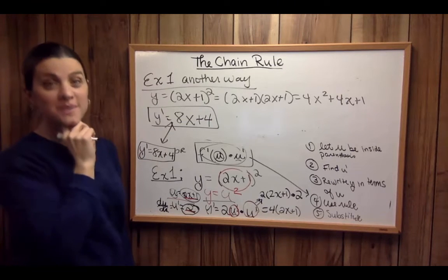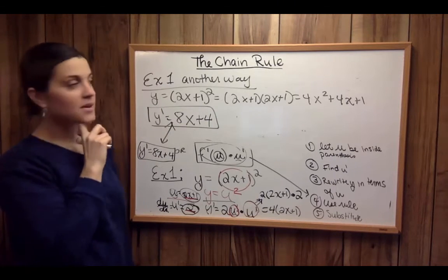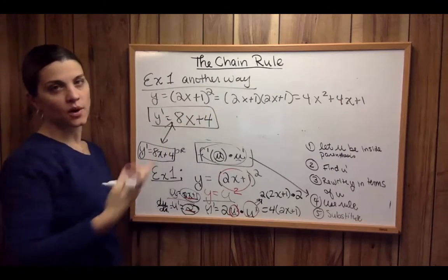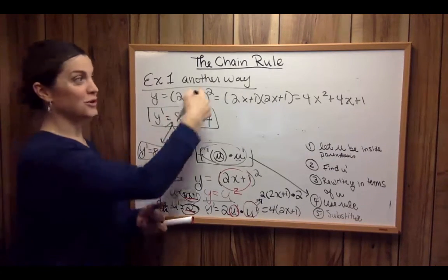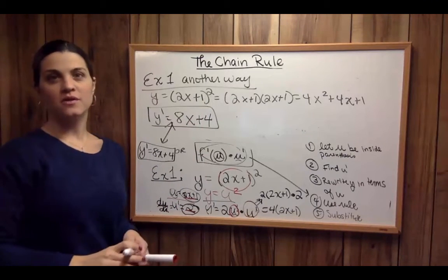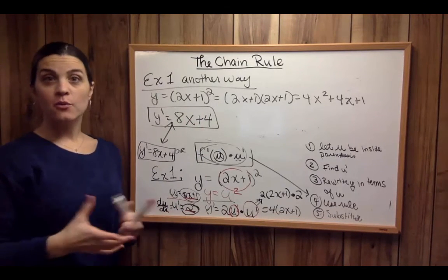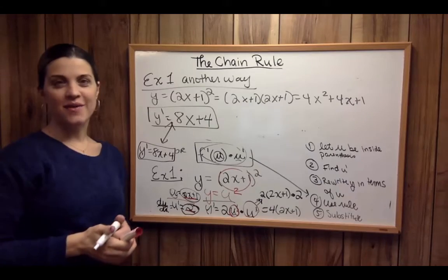Now you may say, well, that's so much easier. Yes, but most of the time, you can't rewrite it. The questions can be more complicated, like a negative exponent. Or let's say that was raised to the 100th power. Then you'd have to use the chain rule. So let's look at a few more examples so you can see how this can be applied.